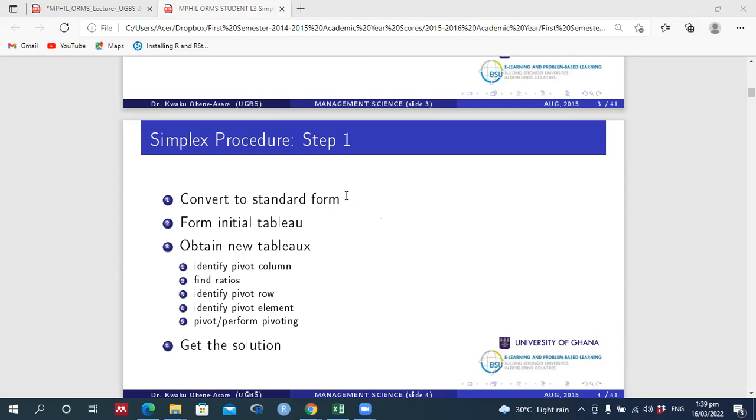Then you obtain a new Tableau. So that is the process, and we're going to go through it. There is a process of obtaining this new Tableau, or forming new iterations, until the final solution is derived. So we'll go through this process.